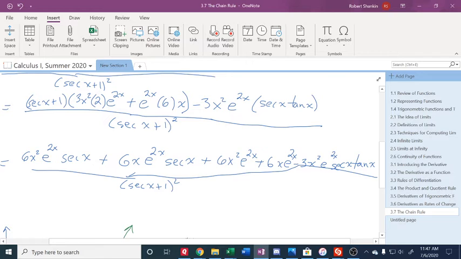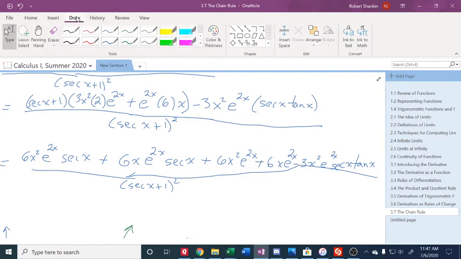I don't see these two right here. So no, that one's got an x. That one's got an x squared. So none of those are like terms. So that's the final form.